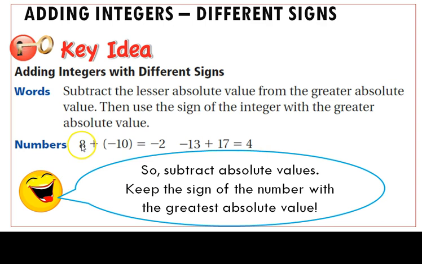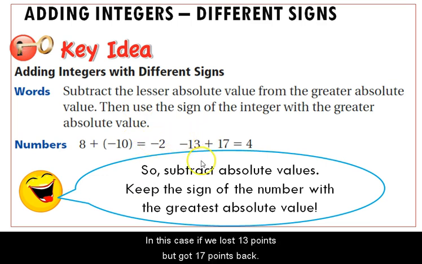If we got 8 points, but then we lost 10 points, we're in the negatives. In this case, if we lost 13 points, but got 17 points back, we end up with 4 extra points than we started with before.